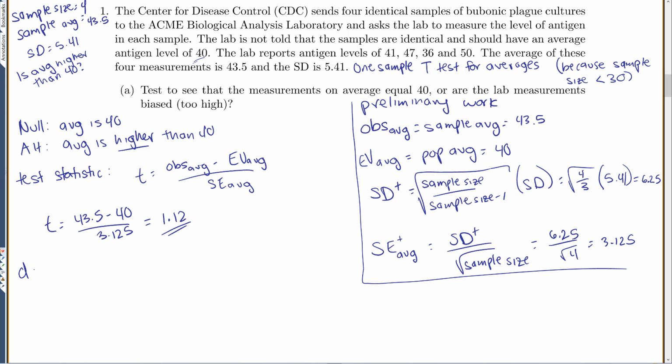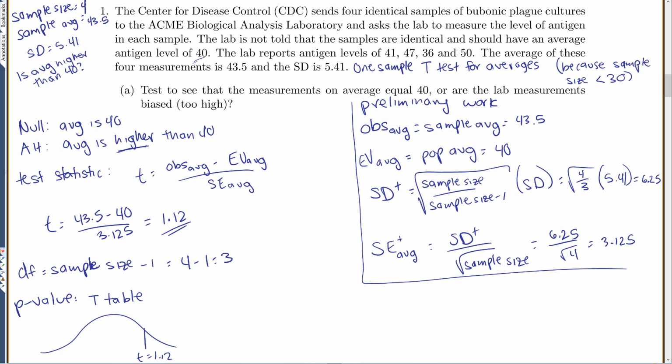Now let's do degrees of freedom. That's equal to sample size minus 1, which in our case will be 4 minus 1, so 3. Then you need a p-value. For a p-value, we'll use the t-table. We draw our picture. We have t equals 1.12. Now because this is higher than, or greater than, or more than, anything like that, we will shade to the right.